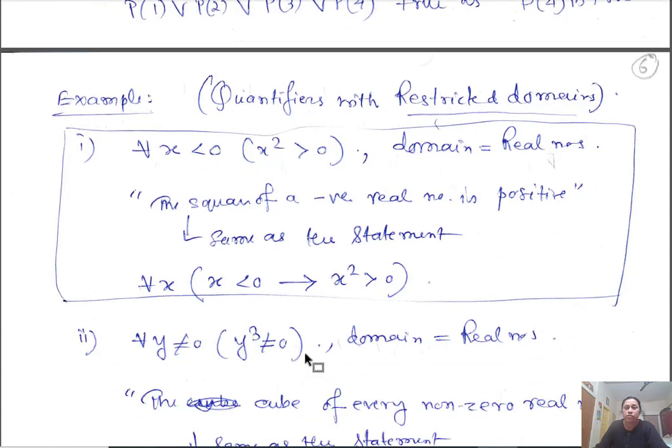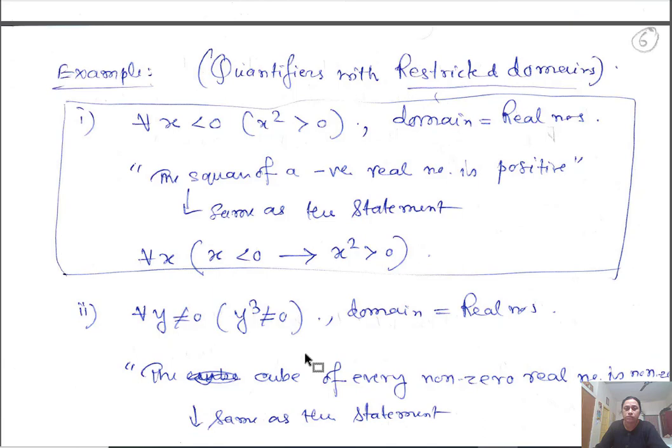Quantifiers with restricted domain. Suppose I have this: for all x less than 0, x square greater than 0. The domain is real numbers. For all negative real numbers, the square is always positive. So if you write it in a sentence in English, it is: the square of a negative real number is always positive. This is the same as the statement for all x, x less than 0 implies x square is greater than 0.